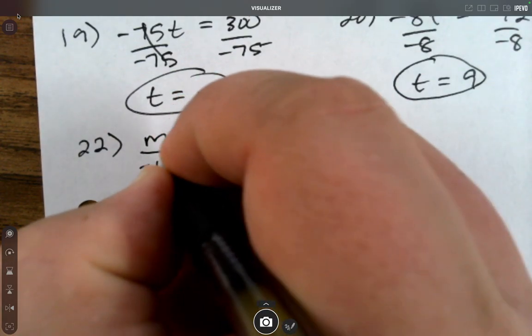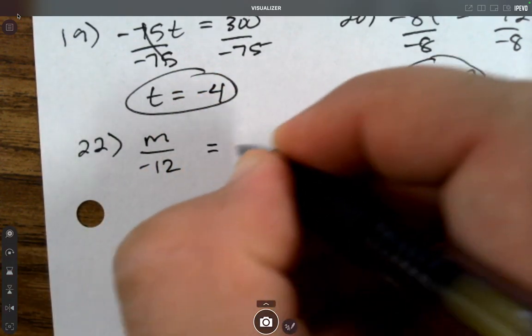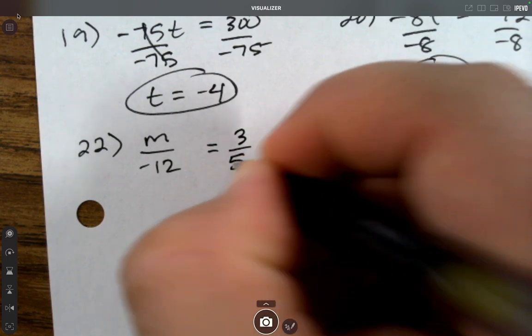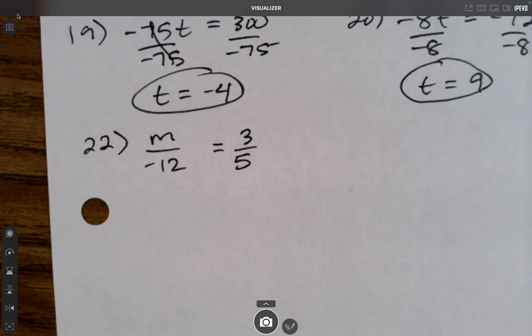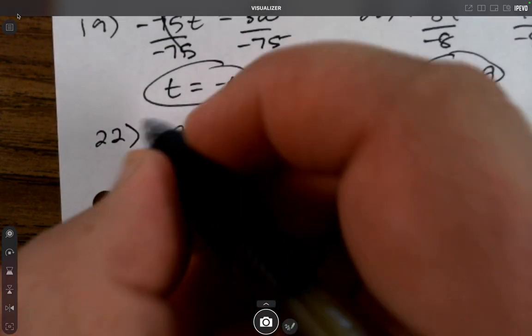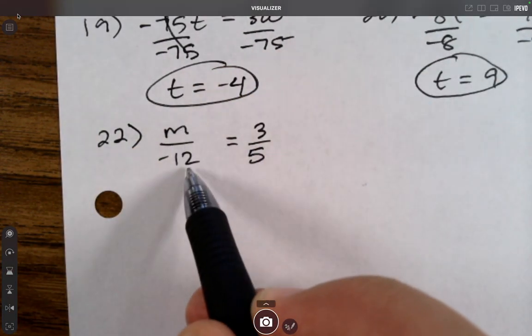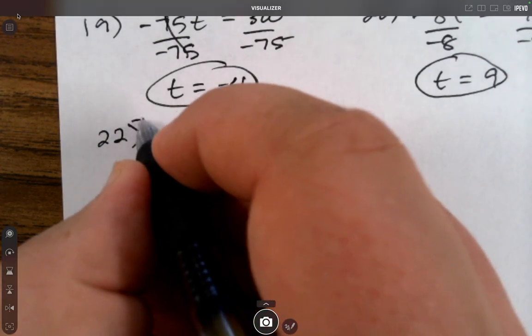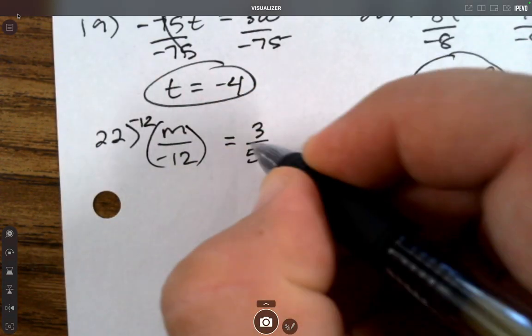m over negative 12 equals 3 over 5. Now there's a few different ways you could do this. You could just multiply both sides by negative 12. That works out just fine. Or you could cross multiply. I'll just do the multiply by negative 12. So since m is being divided by negative 12, we want to do the opposite and multiply both sides by negative 12.